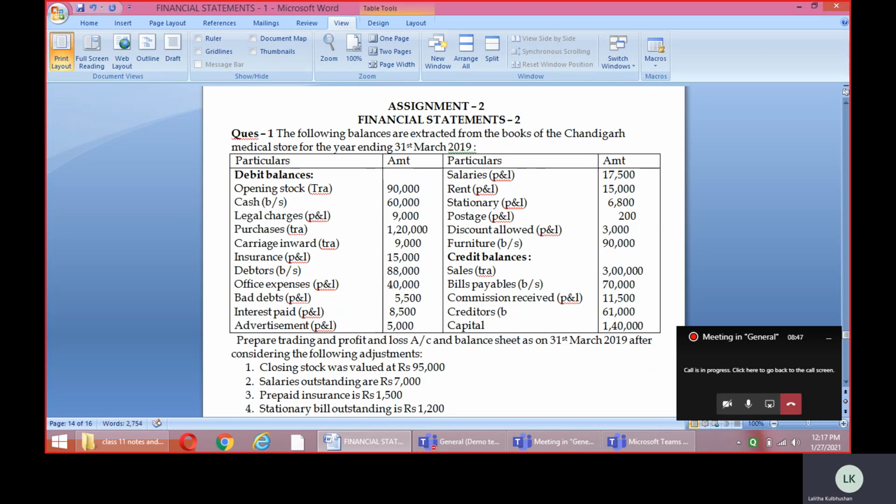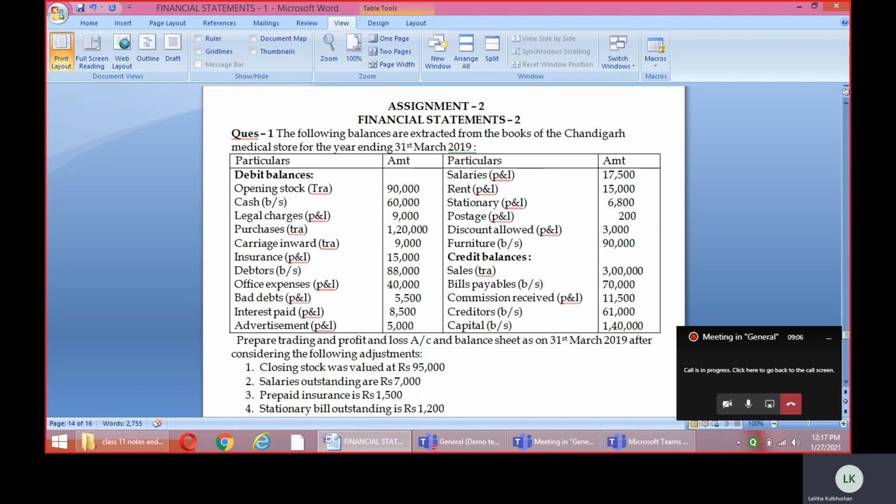The creditors will be coming where? On the liability side of the balance sheet. The capital again will be coming where? Capital is also a liability, so it will come on the liability side of the balance sheet, that means just on the left side of the balance sheet. Okay, so this is about the treatment of the various items, children.